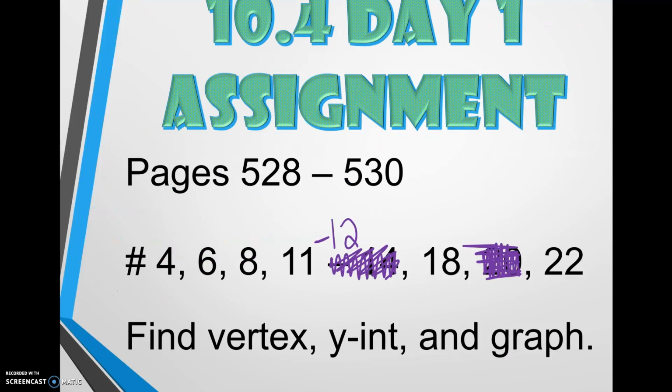For your assignment, I want you to do numbers 4, 6, 8, 11 through 12, 18, and 22. And completely disregard the directions in your book. I want you to follow these directions right here. Find your vertex, find your y-intercept, and graph. I do have graph paper available for you for this assignment.